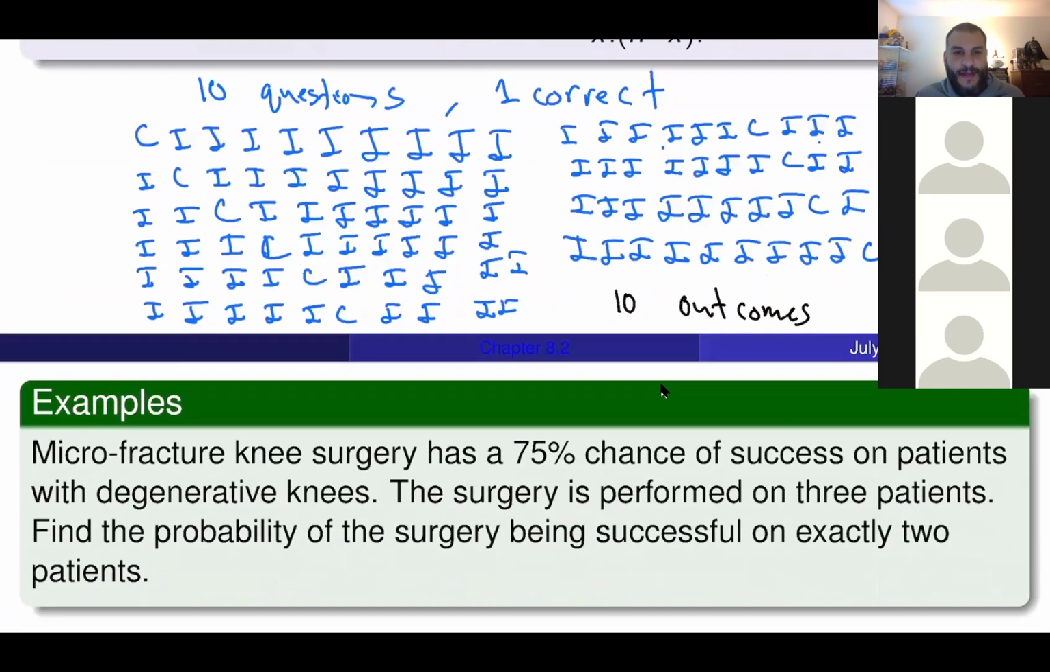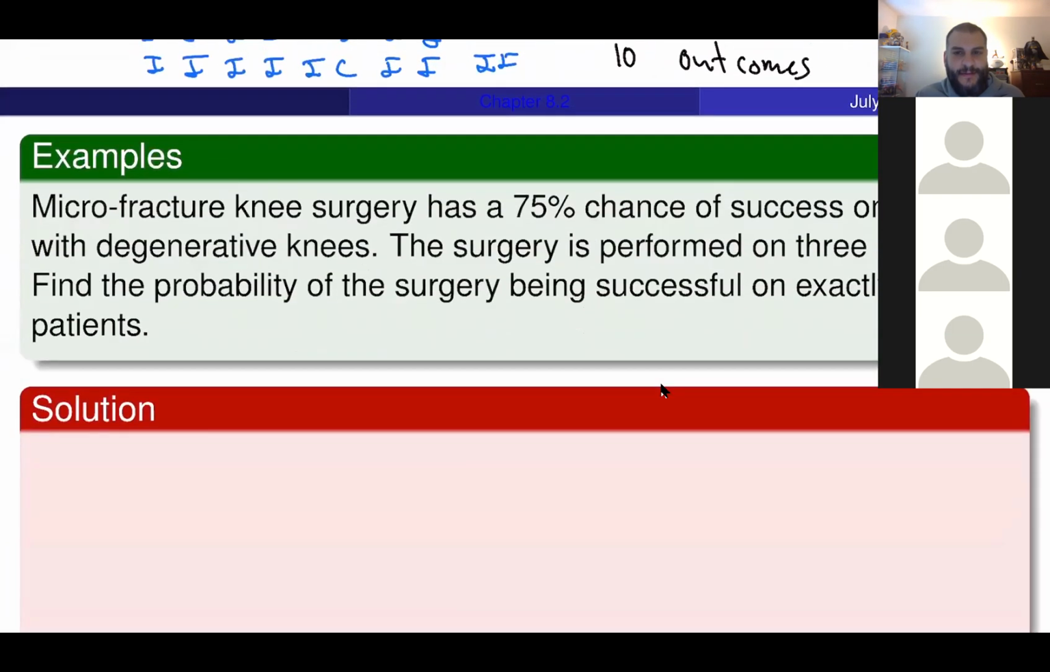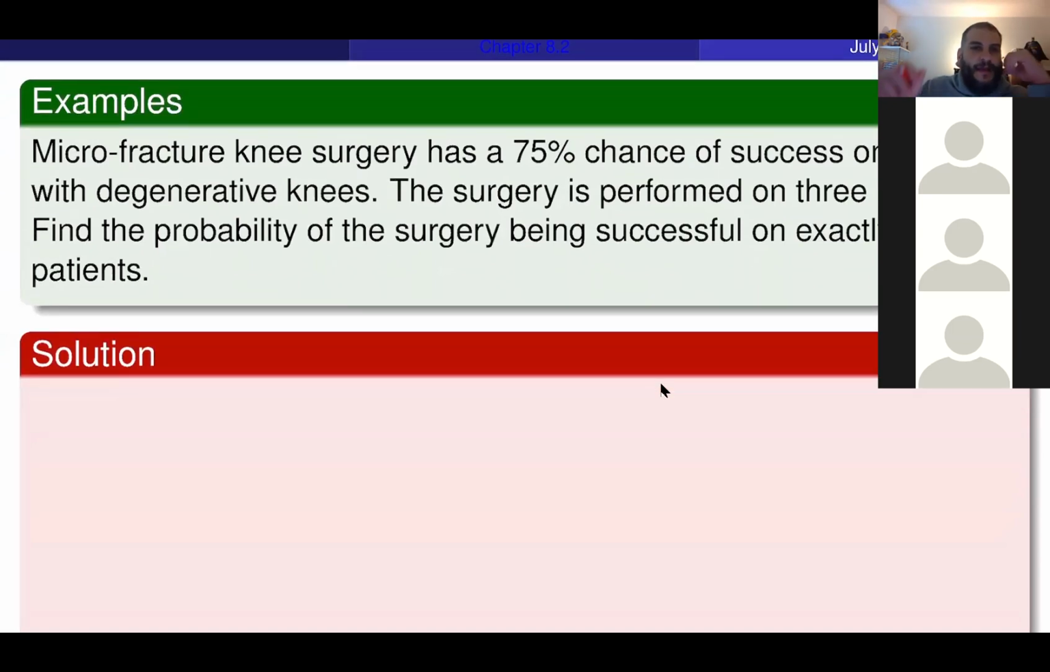All right, so let's go ahead and do this example. It says microfracture knee surgery had a 75% chance of success on patients with degenerating knees. The surgery is performed on 3 patients. Find the probability of the surgery being successful on exactly 2 patients. So let's find N, let's find what P is, let's find what Q is, and let's find what X is.